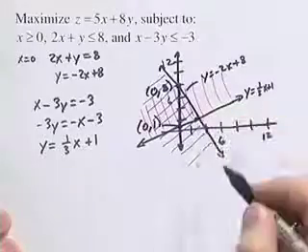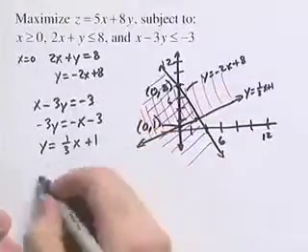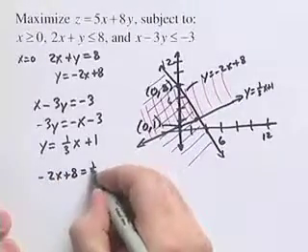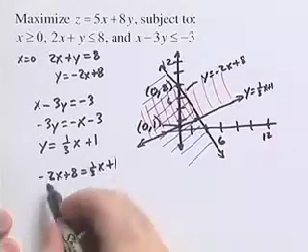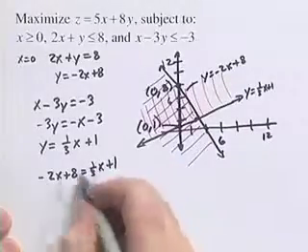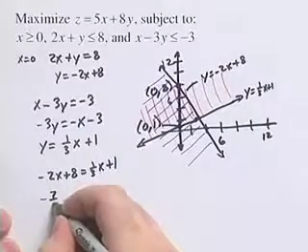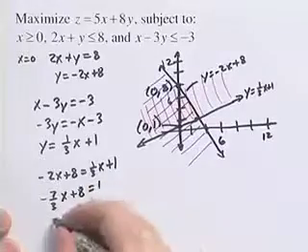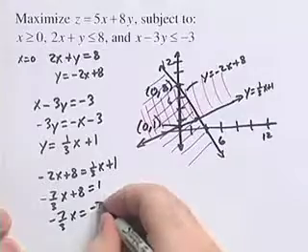We need to find out where those two lines cross. So we're going to set the two y's equal to each other. So we'll have negative 2x plus 8 equals 1/3 x plus 1. We need to solve this for x. We'll go ahead and subtract 1/3 x from both sides. So this will be negative 7/3 x plus 8 equals 1. Negative 7/3 x. We subtract 8 will be negative 7.